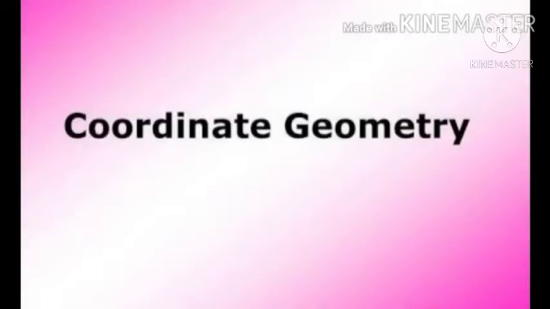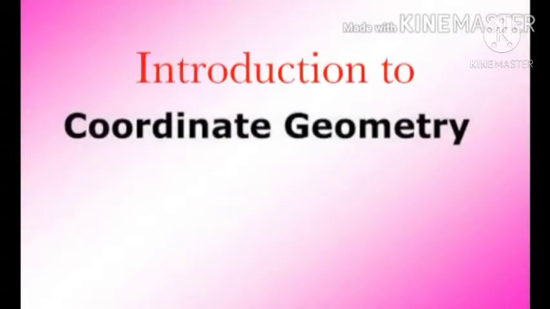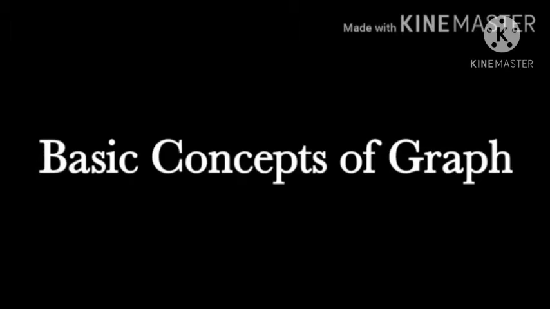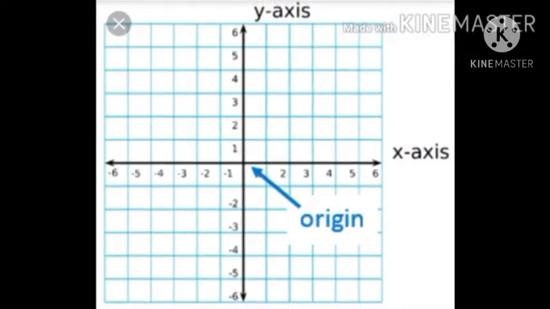Hello, welcome back. In this video, we are going to discuss some basic concepts of graphs from the chapter Coordinate Geometry. In a graph, there are two lines you can observe. One is the horizontal line, and the other is the vertical line. The horizontal line indicates the x-axis and the vertical line indicates the y-axis.